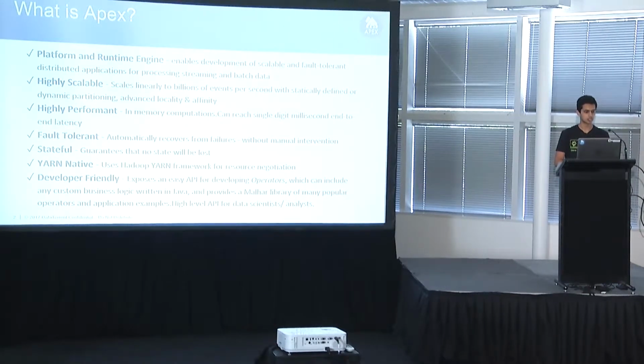Okay, so what is Apex? I think some of you have been through the slide. It's a platform and engine runtime that enables development of scalable, fault-tolerant distributed applications. It's highly scalable. It's very performant, does in-memory computations that can reach single-digit end-to-end latency. It's fault-tolerant, as in the platform by itself provides strong durability guarantees without manual intervention. Stateful, again, you can do lights-out data processing with Apex, and you're guaranteed not to have any data loss as long as you're operating in that mode.